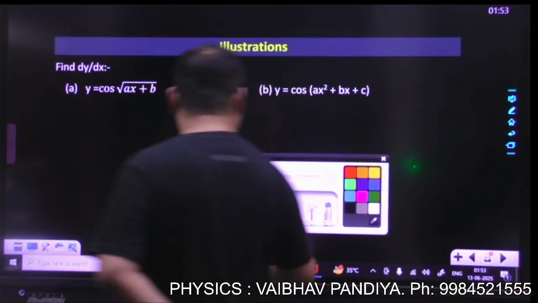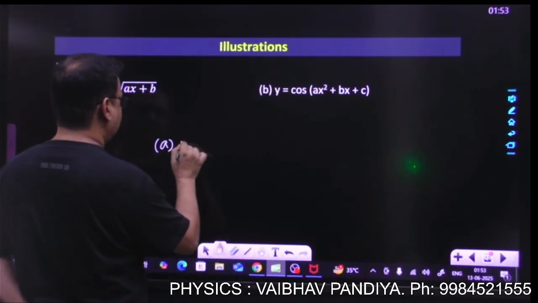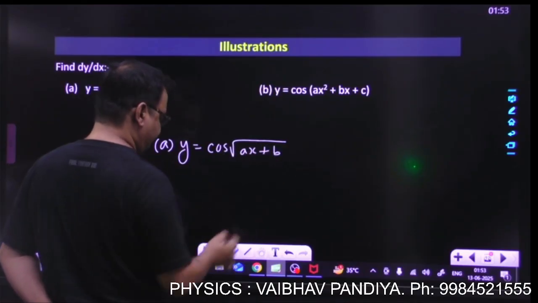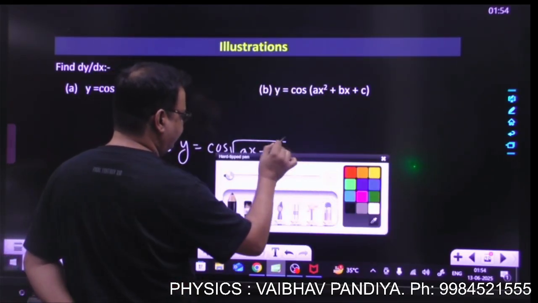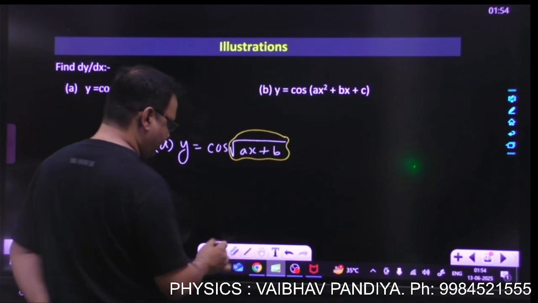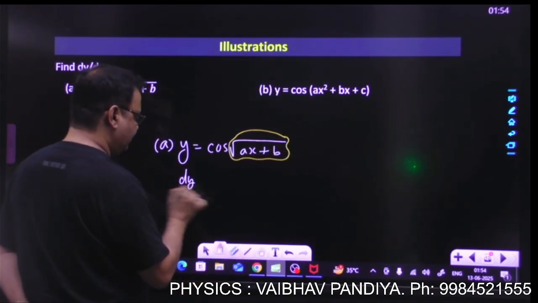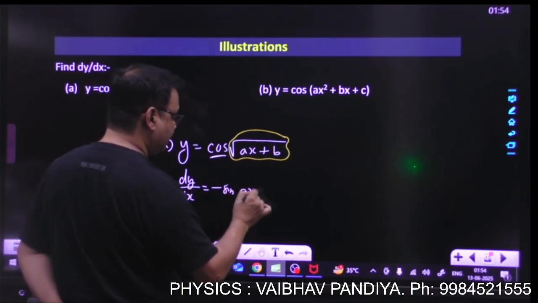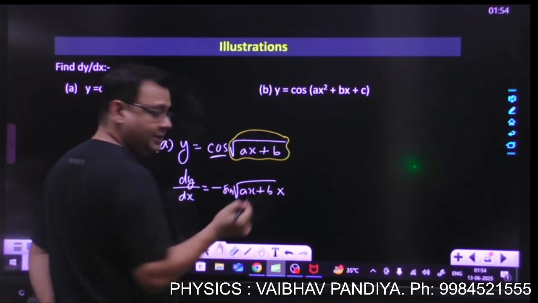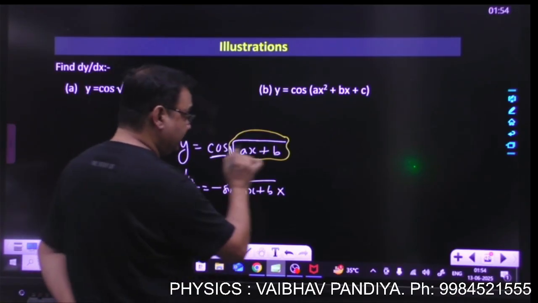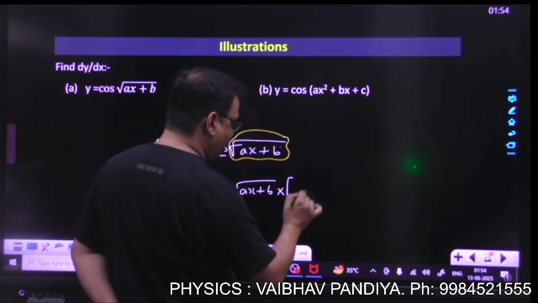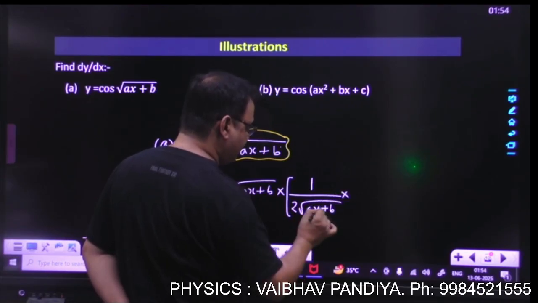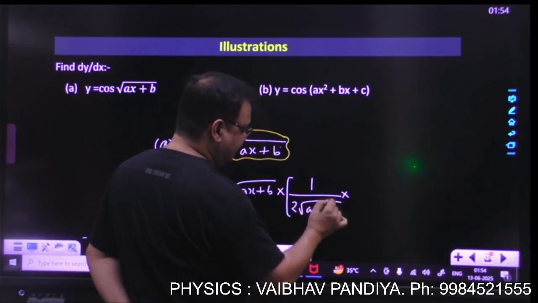Okay. Now see some more illustration. Y is equal to cos under root ax plus b. Now you can see the angle of the cos is the argument. So this is the argument. We will apply the chain rule. So dy by dx will be the derivative of cos, which is minus sine, copy the argument, multiplied by the derivative of the argument. So root has a derivative of 1 by 2 root of the same thing, ax plus b. Now again we have to apply the chain rule, because inside the root there is not x.